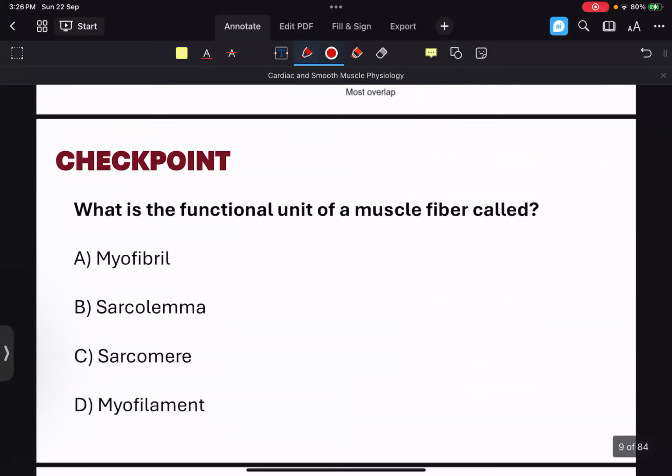So very quick checkpoint, very easy question. Who can just type in the answer for me?